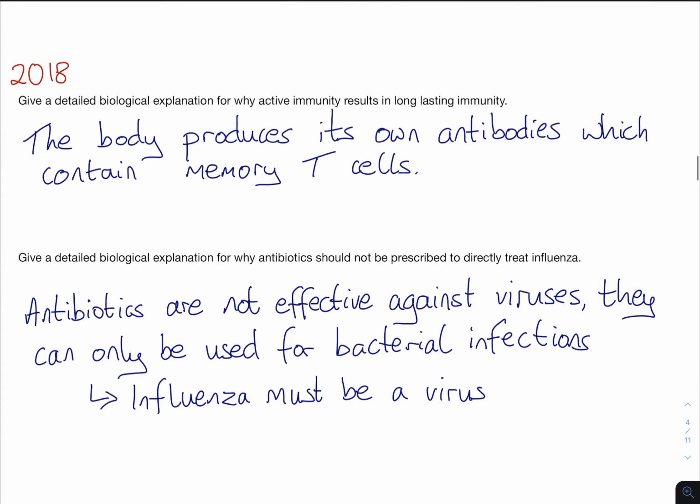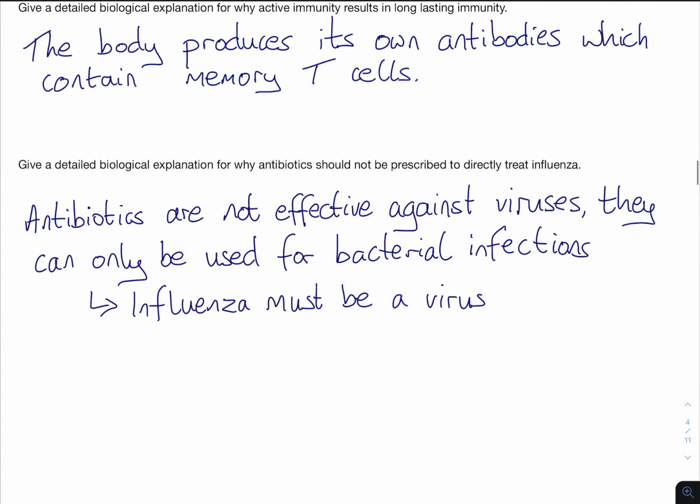And then you're also asked to give a biological explanation for why antibiotics should not be prescribed to directly treat influenza. Well, even if you didn't know what type of microorganism influenza was, you should have an idea about antibiotics. Antibiotics are not effective against viruses. So if they should not be prescribed to treat influenza, then obviously influenza is a virus. Antibiotics are only good against Monera, bacteria, or even fungi.